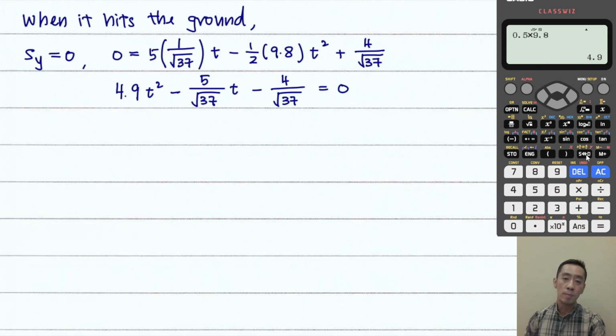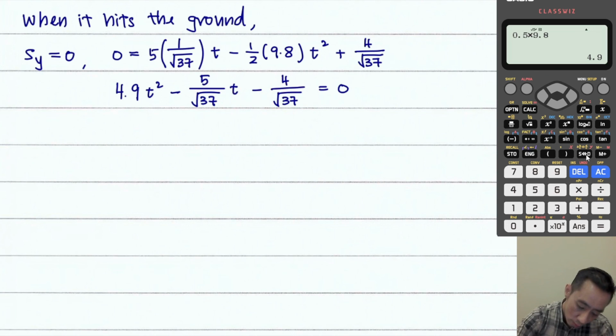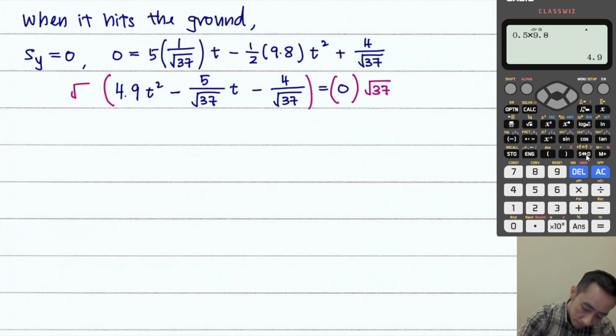Now, because I don't like to see so many fractions there, when we apply the formula it will be very difficult for us to write and to calculate. Since the denominators are all the same, I will just multiply the whole equation by square root of 37, although it might not be necessary, I just don't like to see so many fractions there.